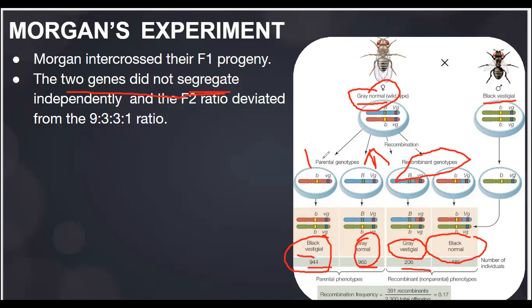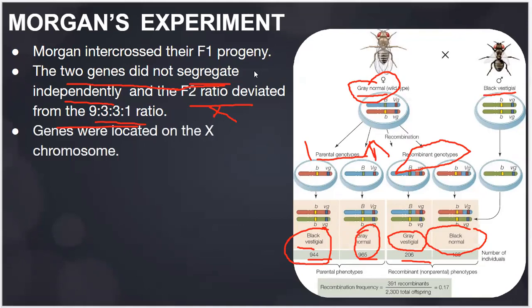Majority of them represented the parents only, so the genes did not get separated independently, and the ratio that we usually get in Mendel's dihybrid cross, that is 9:3:3:1, was not observed. So he found this out by carrying out this cross.